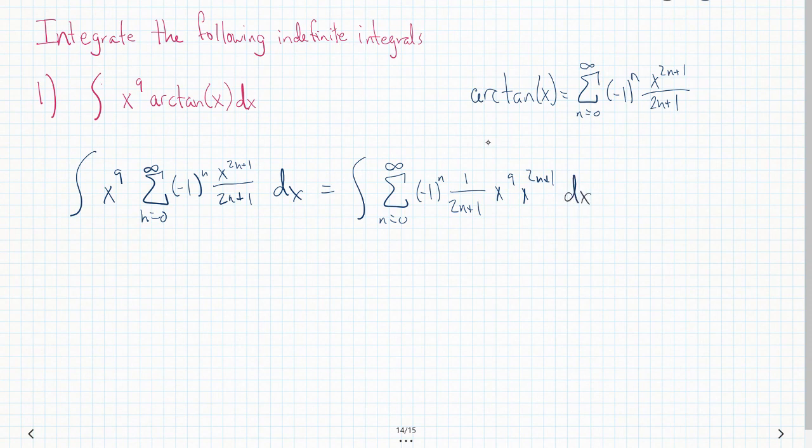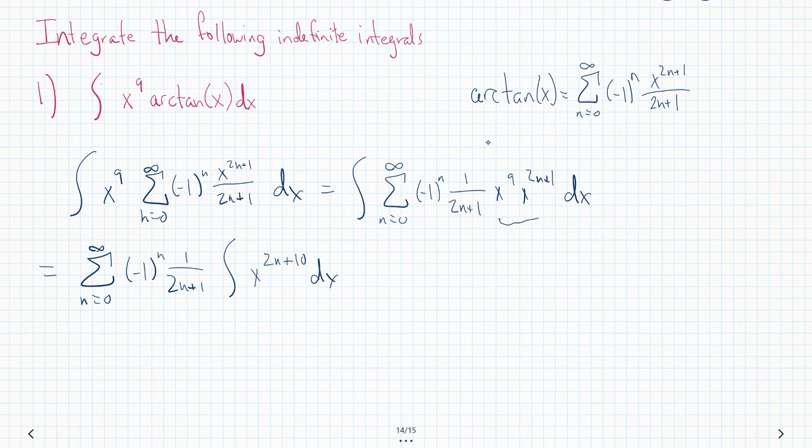So the only pieces here, or the x's, are right there. So the rest are just constants. So this thing equals the summation n equals 0 to infinity of negative 1 to the n, 1 over 2n plus 1, that's still a constant. Now we have the integral, x to the ninth times x to the 2n plus 1, that's x to the, you can add the exponents, so that becomes 2n plus 10 dx. Okay. Questions on that part thus far?